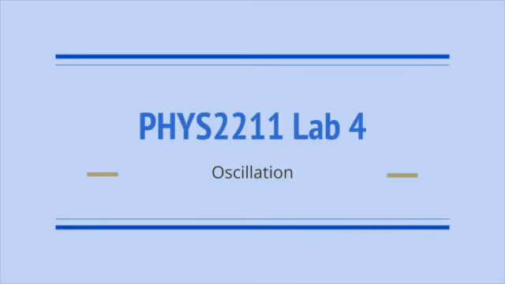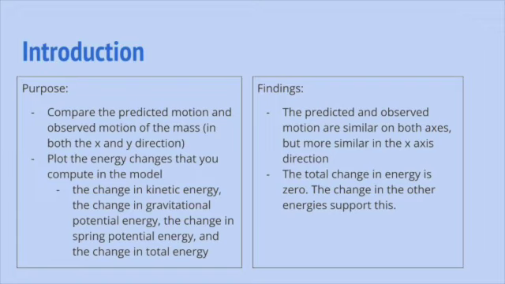Welcome to Physics 2211 Lab 4 Oscillation. Our first goal is to compare the predicted motion and the observed motion of a mass in both the x and y direction. Our second goal is to plot the energy changes that we compute for the change in kinetic energy, the change in gravitational potential energy, the change in spring potential energy, and the change in total energy.